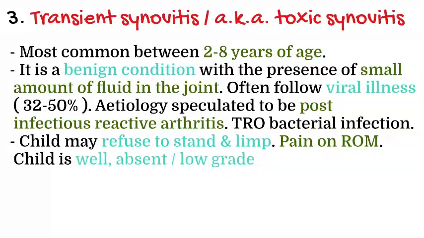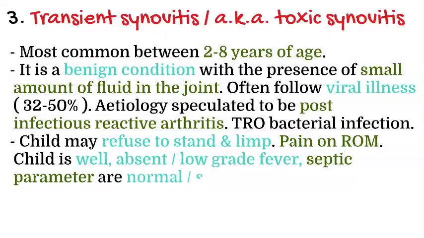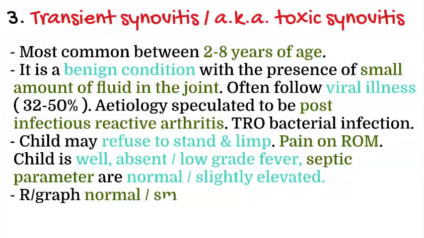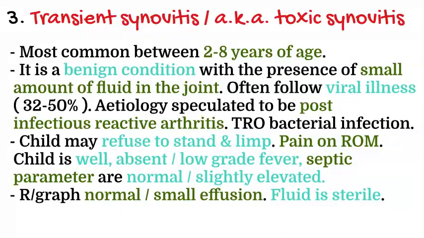The child may refuse to stand and limp, with pain on range of movement. The child is well, with absent or low-grade fever. Septic parameters are usually normal or slightly elevated. The radiographs are normal, or there might be a small effusion that is not easily detected. Fluid aspiration is usually sterile.